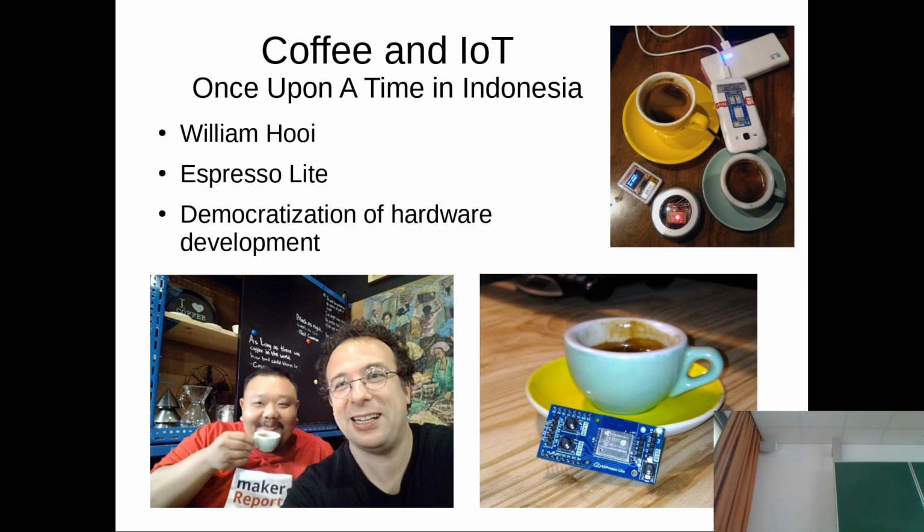What you see down there is the espresso and the ESPresso Lite. Up there is a really good espresso from a little cafe in Jakarta. He was also coming over from Singapore to Jakarta, and so we met there. And down there is the ESPresso Lite, and you see our favorite ESP chip on there. The ESPresso Lite is a board William actually designed for teaching. So he wanted to teach disadvantaged groups of kids and grown-ups.